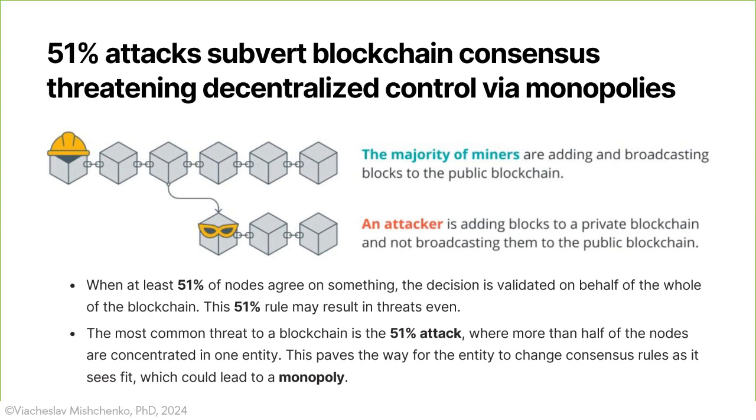What is particularly dangerous is that once a group controls more than half of the nodes, they can change consensus rules as they see fit. This could lead to what we call a monopoly situation, which is exactly what blockchain was designed to prevent. And this vulnerability is why maintaining a truly decentralized network is crucial.